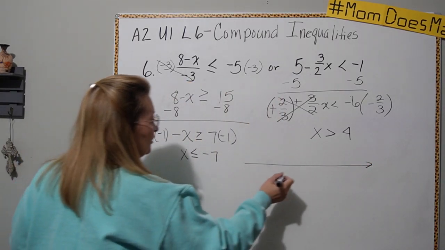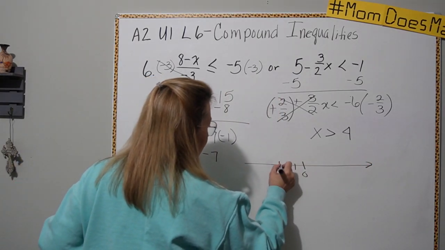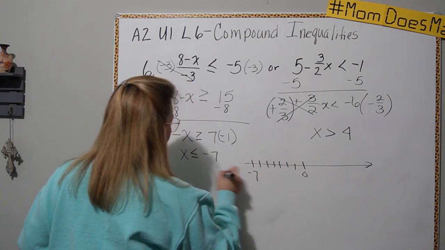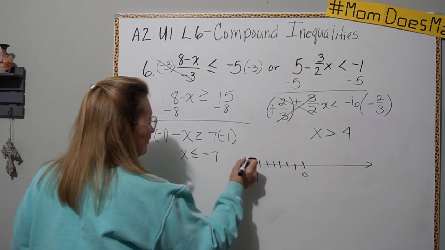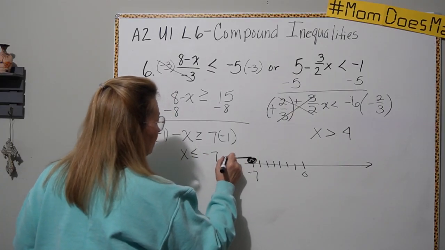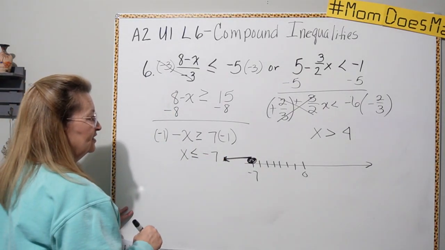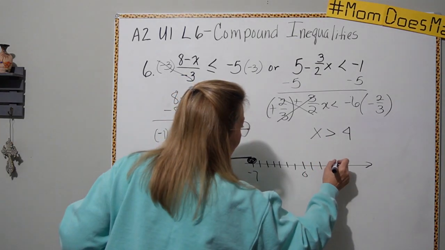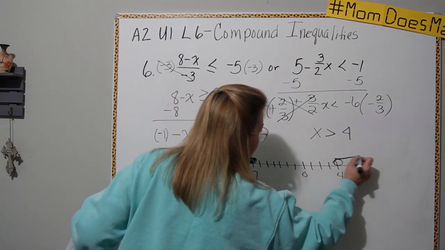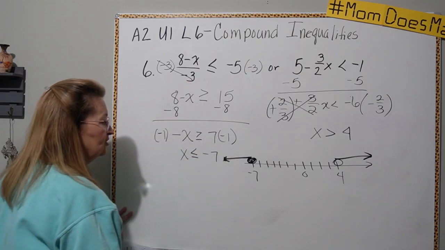I'm going to start here at -7. And this is going to be a solid dot. And it's also going to go to the left. These are where the numbers that are less than -7 are. All right, this one starts at 4. It's an open dot, and it's greater than, so it goes to the right.